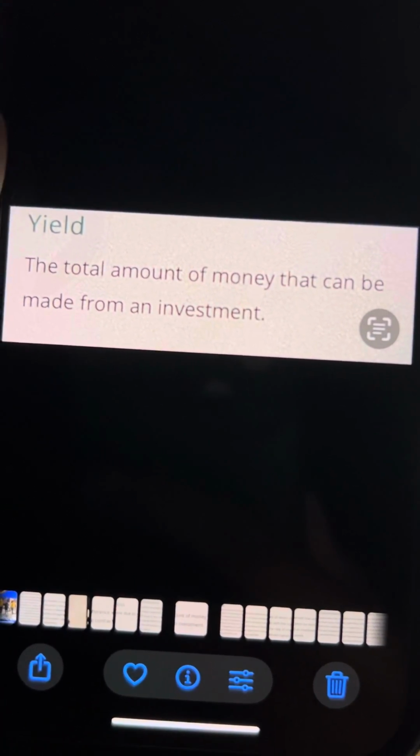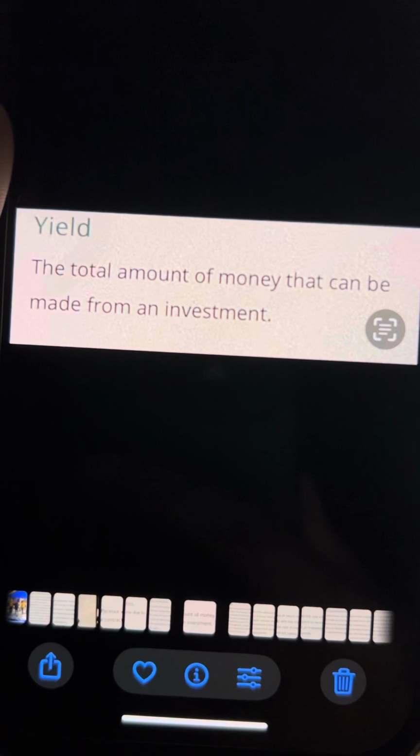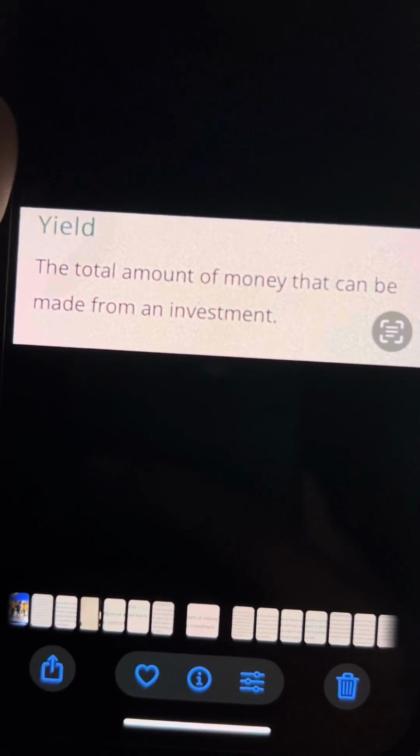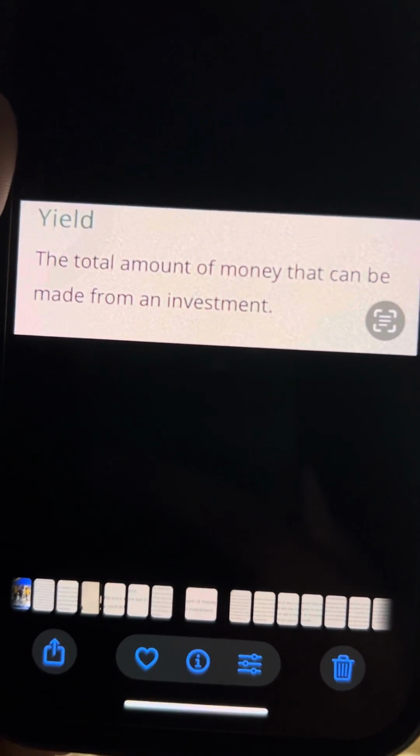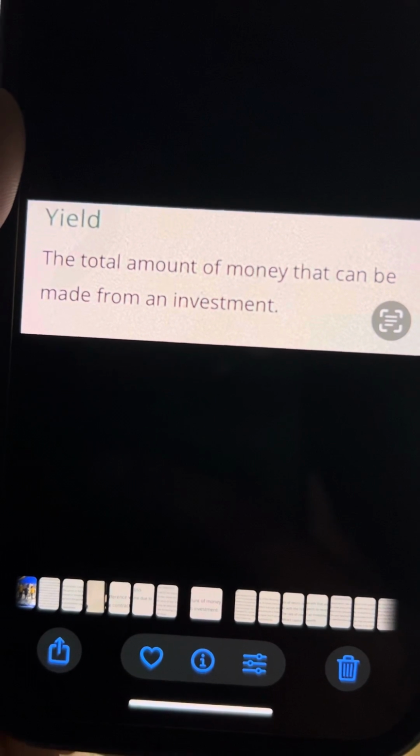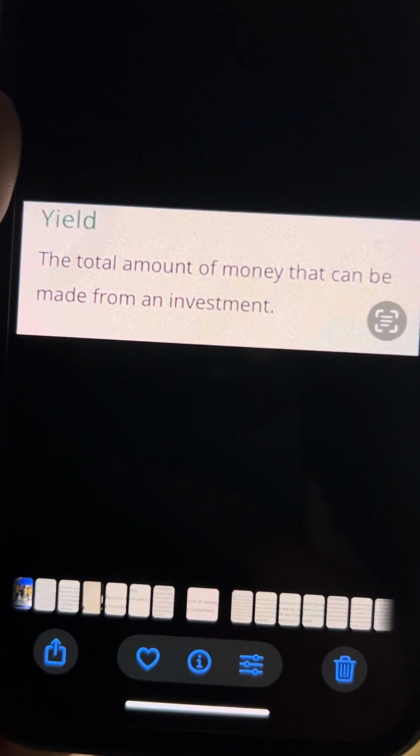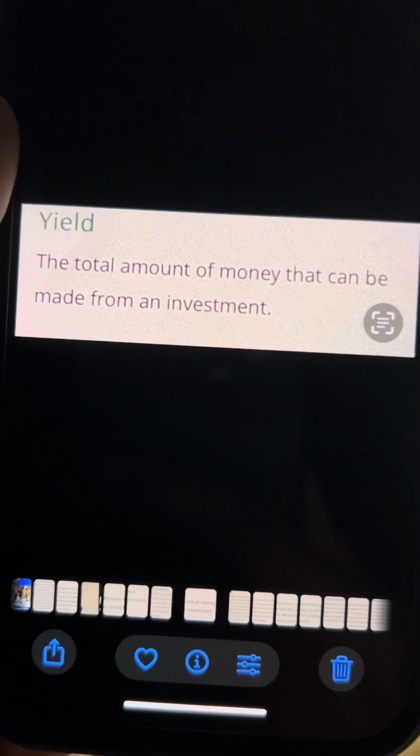Number 8, the total amount of money that can be made from an investment. The answer is yield.